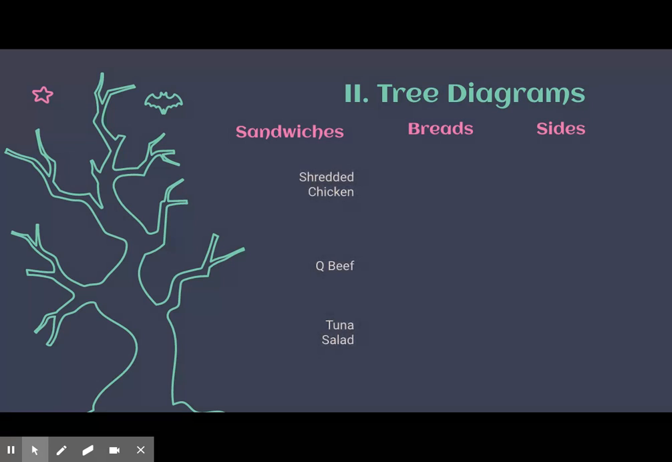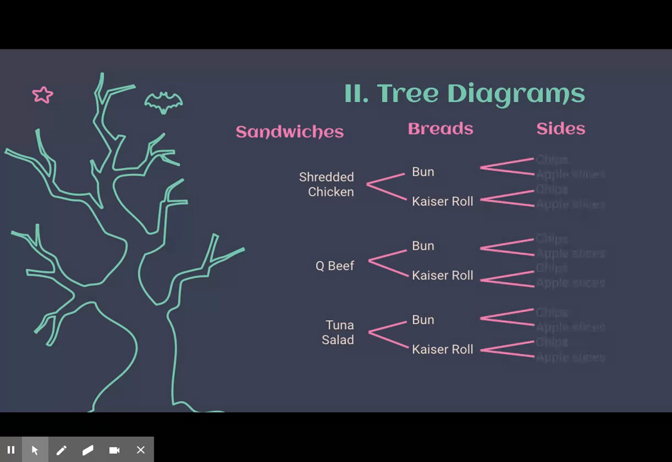So if we select the sandwiches, we're looking at the shredded chicken, the Q beef, and the tuna salad. Now, each one of those also comes with either the bun or the Kaiser roll. Now each one of those comes with a choice of chips or apple slices. Now, if we count up the final column, you'll notice that we have 12. So that's also the number of outcomes.